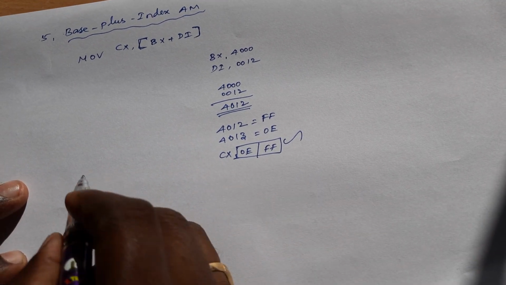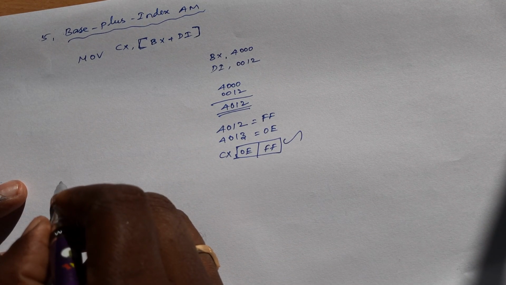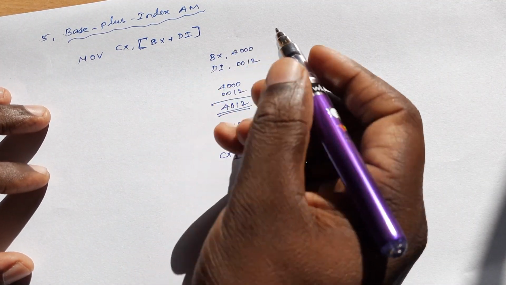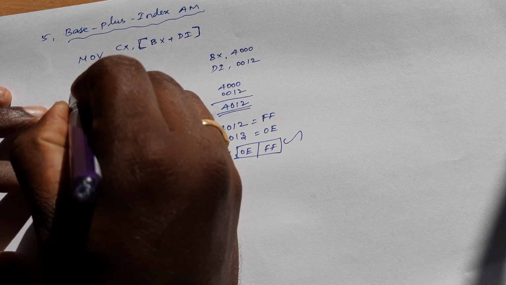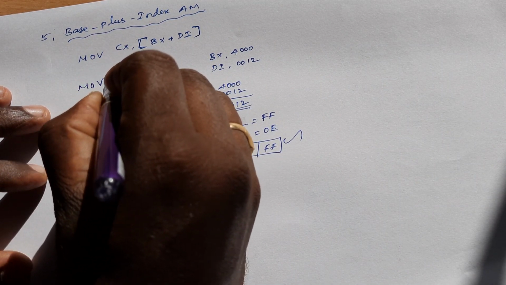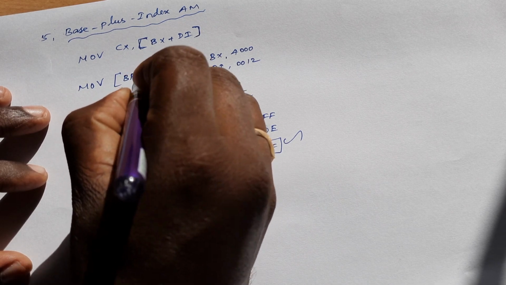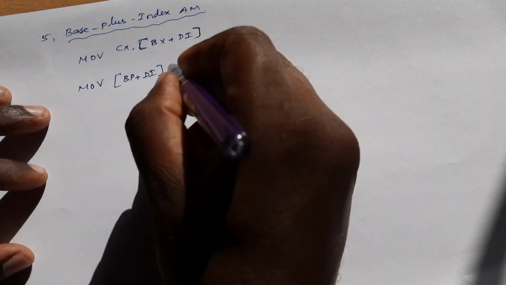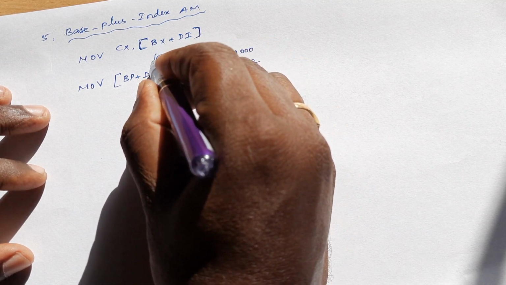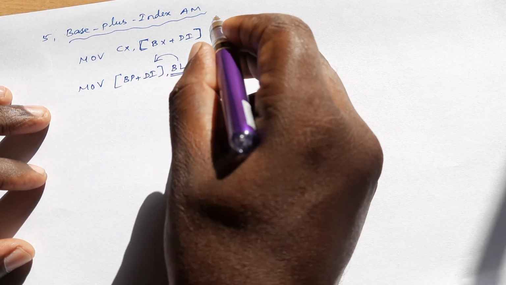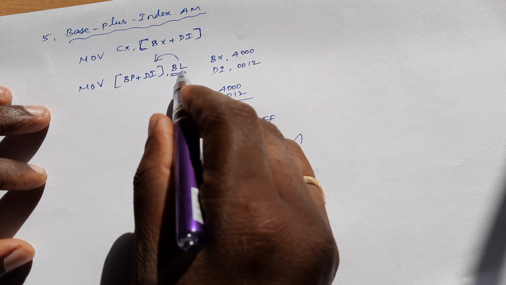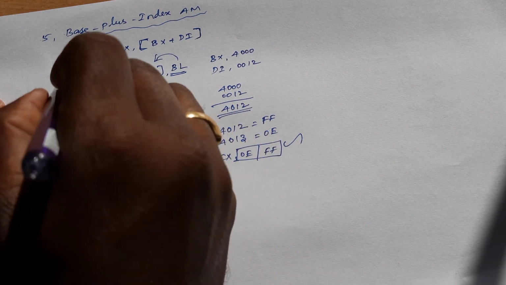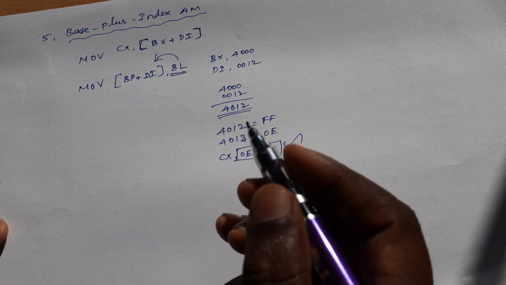Next we will see register relative addressing mode. But before we go to register relative, other ways of addressing are also possible. Other examples are like base pointer plus destination index, comma something like BL, in the sense only 1 byte of data is moved. BX, in the sense 2 bytes of data are moved. So this is source and this one is destination. Previously the memory location values were moved to a register, so now the register values are moved to the memory location. And you can have arithmetic operations also in this case, or logical operations also.